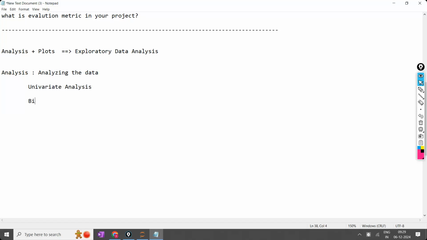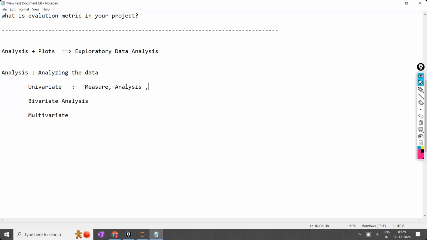Bivariate analysis and multivariate analysis. For univariate, different types of measures and analyses are available.